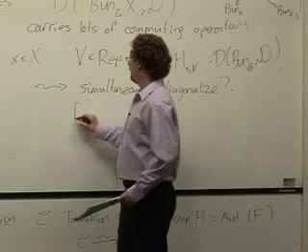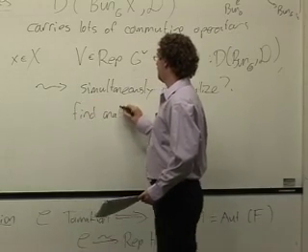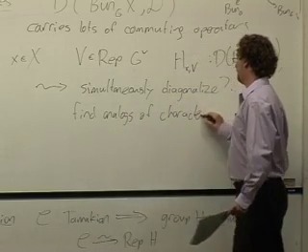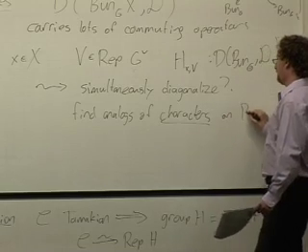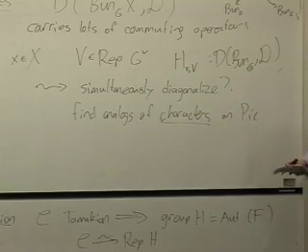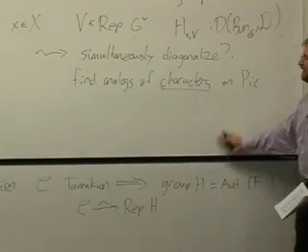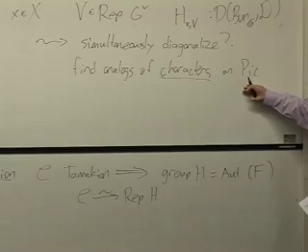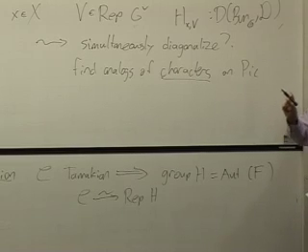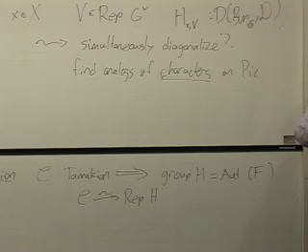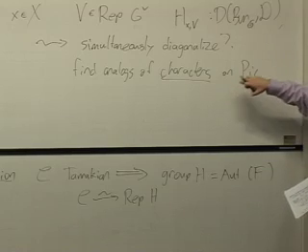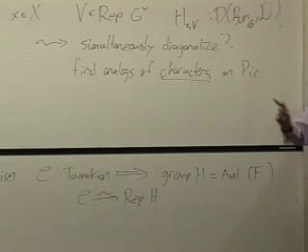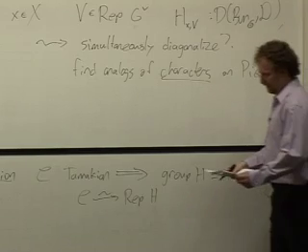So in other words, we're going to try to find the analogs of characters on Pic. I just need to remind you, the way we defined characters on Pic was in terms of the group structure on Pic. But the group structure on Pic was generated by these operations, these z's at every point. So I don't have time to reformulate, but you can reformulate the definition of character on Pic in terms of these operations of taking a line bundle and modifying it at each point.